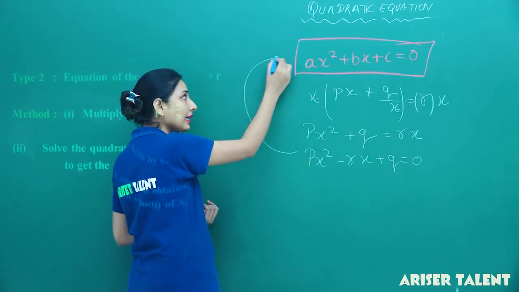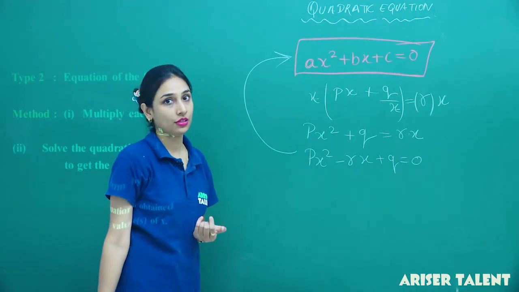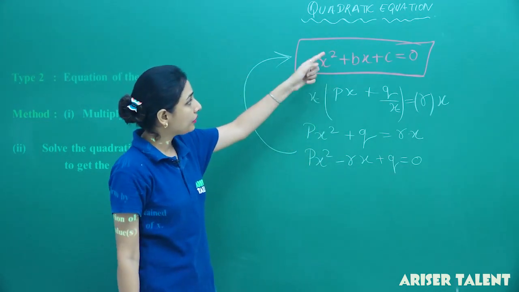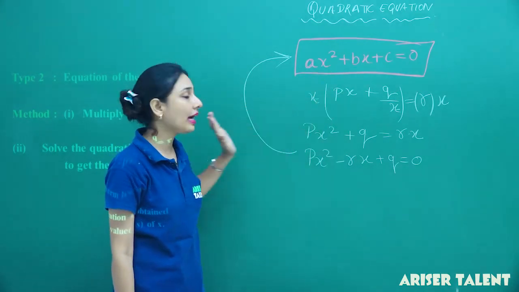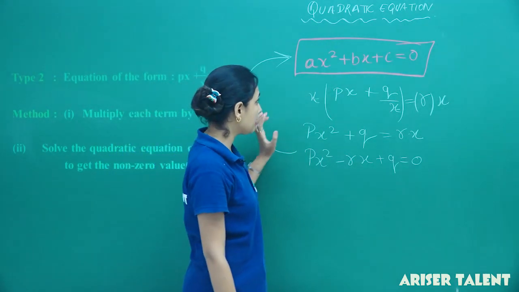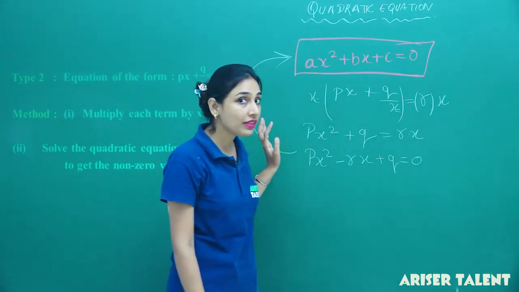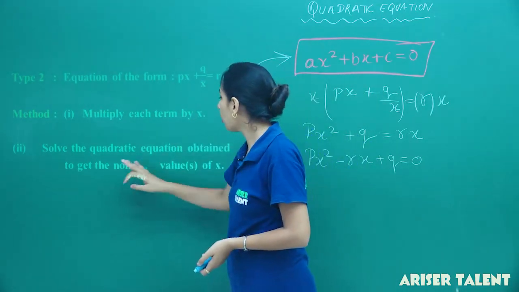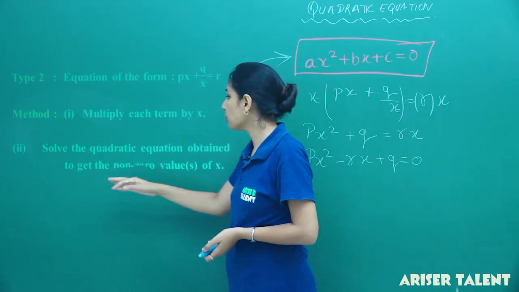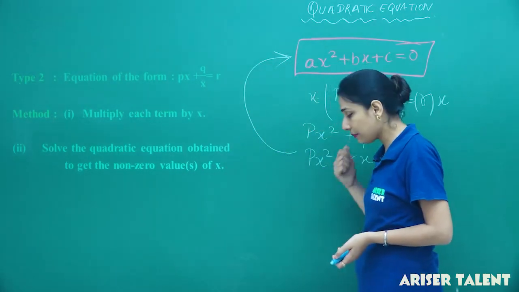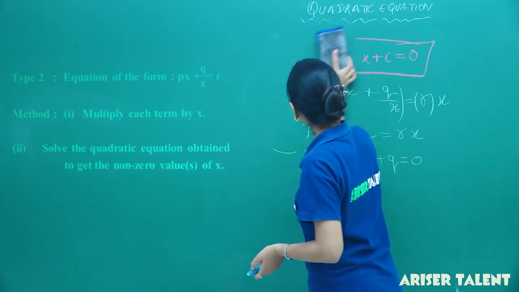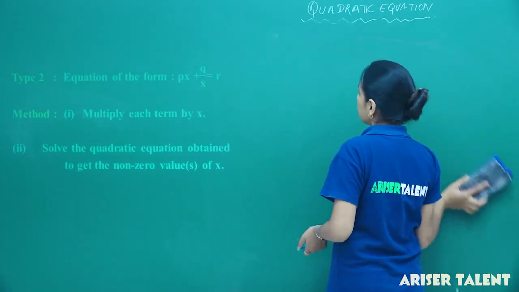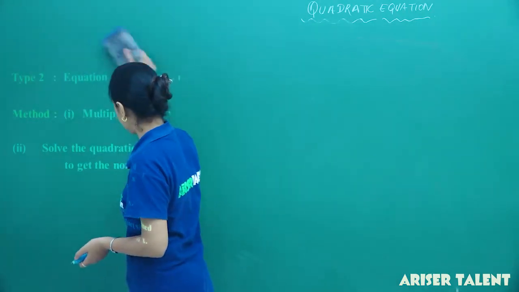Now, this is again our familiar equation. So, we just converted this equation into this format. Now, it's easy for us to handle this equation because we are familiar with this kind. So, multiply each term by x, solve the quadratic equation obtained to get the non-zero values of x. Simple. How can I assure you that this is simple actually? Okay, we should do a question on this.